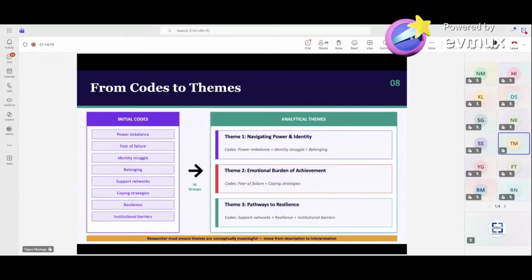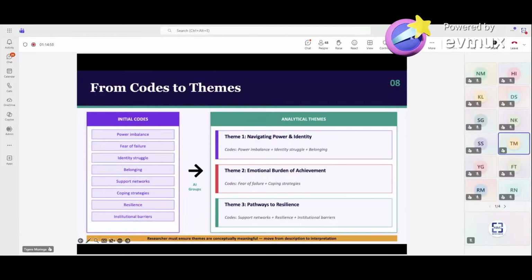So assuming that you've generated those codes, right? I'll give an example of codes that we have here: power imbalance, fear of failure, identity struggle, belonging. What the AI will do, if you give it a prompt, is move from these codes, of which there are more than six, to bringing them together. So it brings, for example, power imbalance, identity struggle, and belonging into a single theme. Now the theme becomes navigating power and identity. So all of this happens through the prompting that you'll be doing, right?